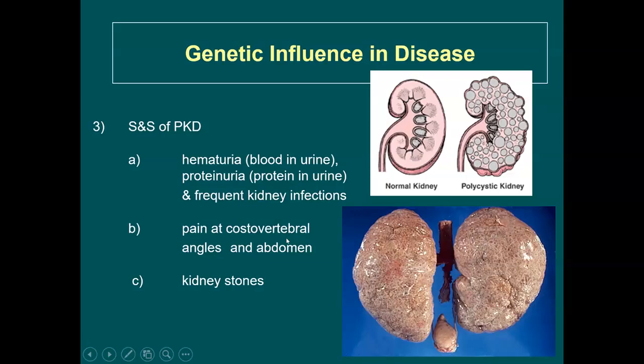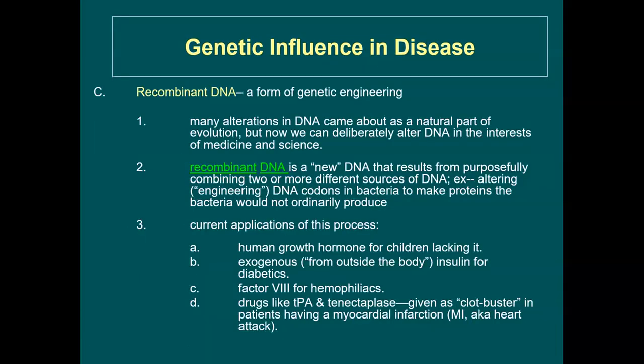Where is the costovertebral angle? Well, if you look at someone's back, it's about in the middle to lower portion of their back, because that's where the kidneys sit. And so individuals with polycystic kidneys can have pain whenever the healthcare provider lightly pops or punches on their back, on that costovertebral angle. They can have kidney stones also.